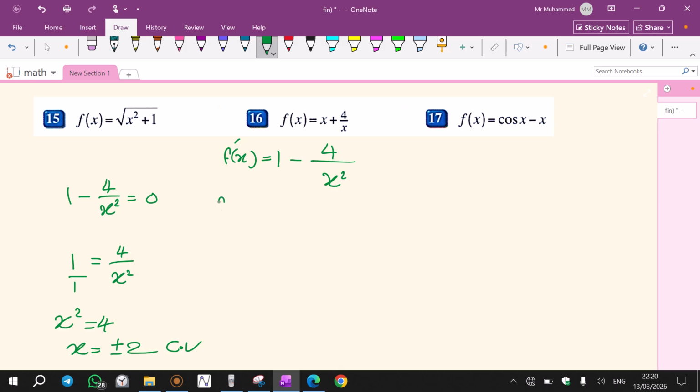Now second derivative will be f double prime x equal to, derivative of 1 is 0, just gone. Negative 4 over x squared is going to be the power multiplied by minus, it will be positive 8 over x power 3. Positive 8 over x power 3. That's nice.